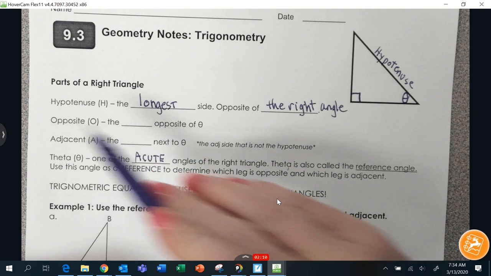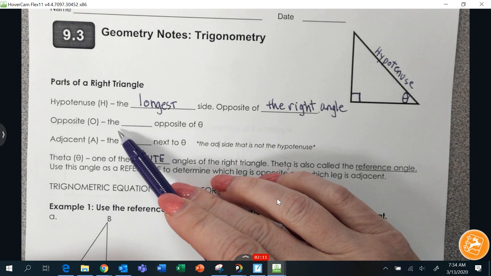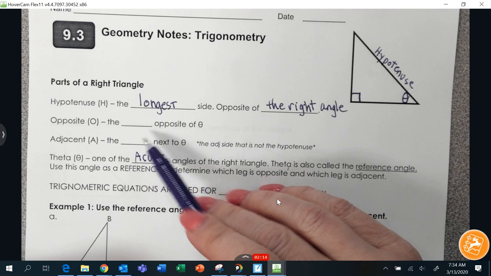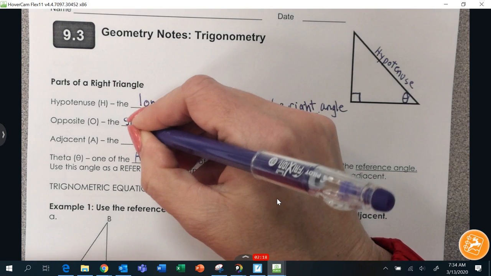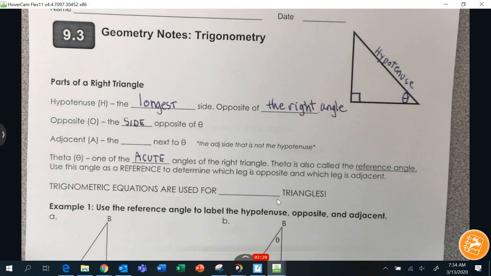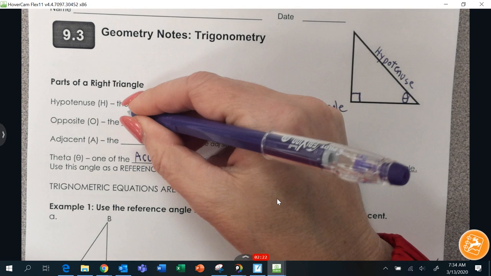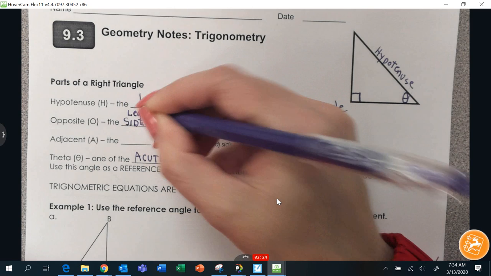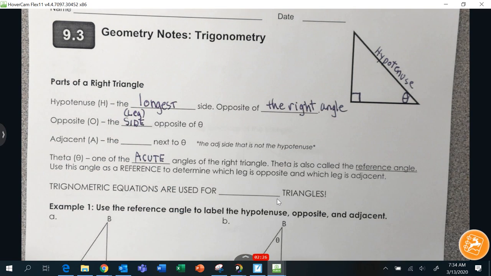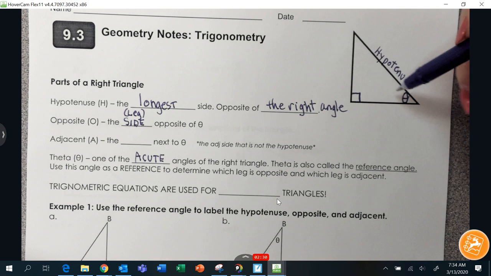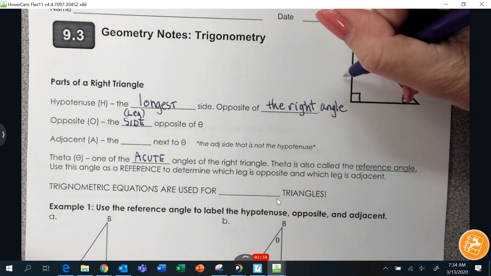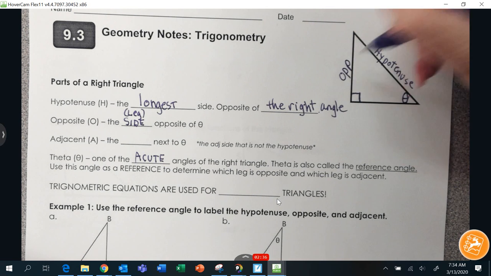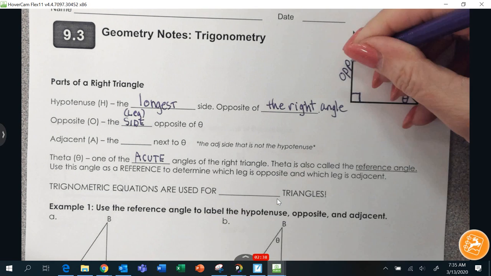If this angle is theta, then opposite is going to be the side opposite of theta. Or actually, it's probably supposed to be leg. So opposite theta, if we look across from it, this leg over here is the opposite. I'm just going to put OPP for opposite.